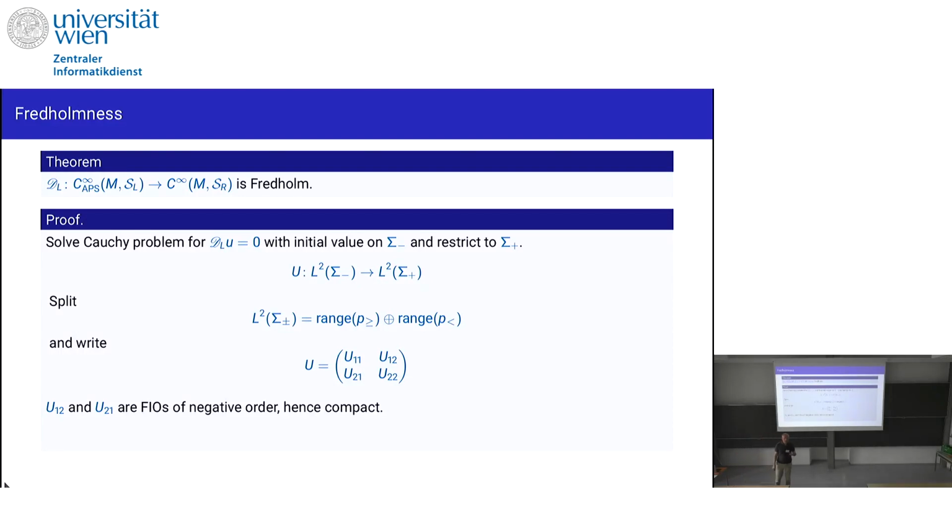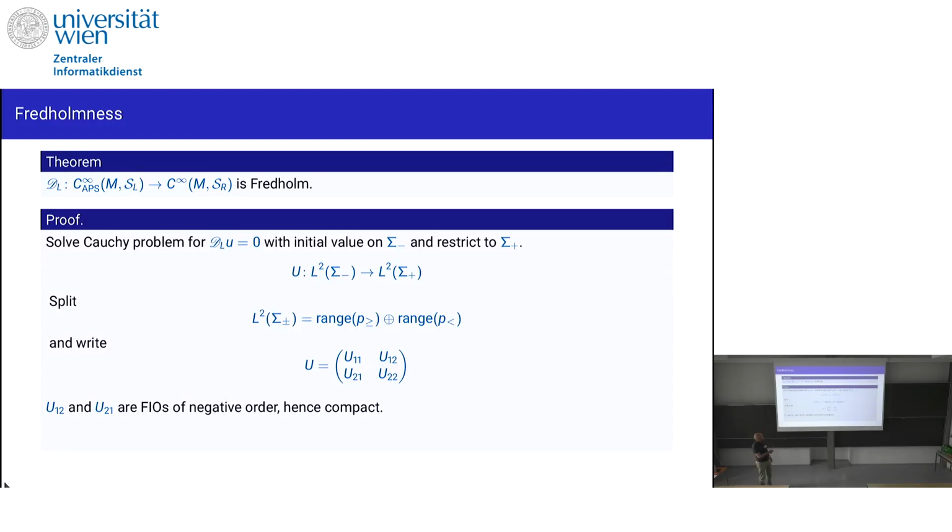So a priori, they are of order 0, but you can do a symbol calculation, and it turns out that the symbol is 0. So it's actually a Fourier integral operator of negative order. And then by the mapping properties of Fourier integral operators, you conclude that as a map on L2, these two off-diagonal terms are actually compact operators. So modulo compact operators, U is actually a block diagonal matrix.